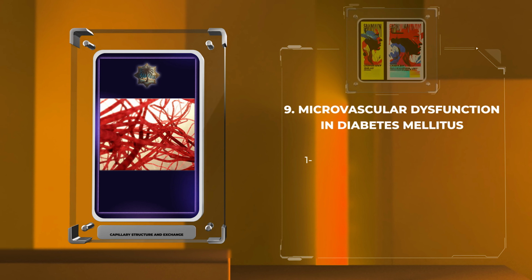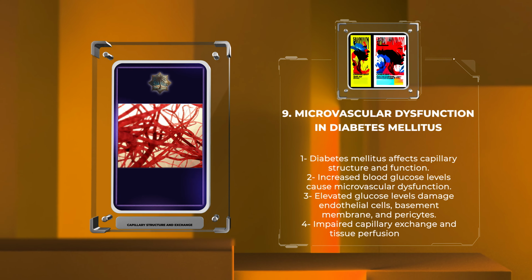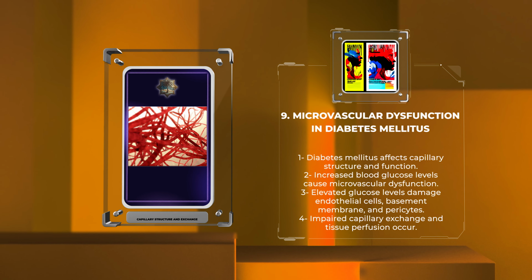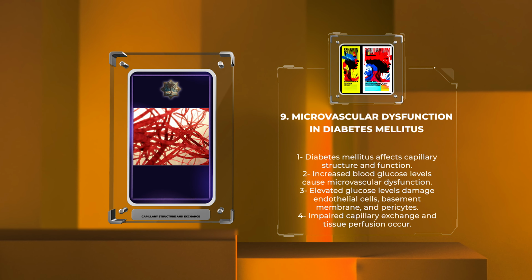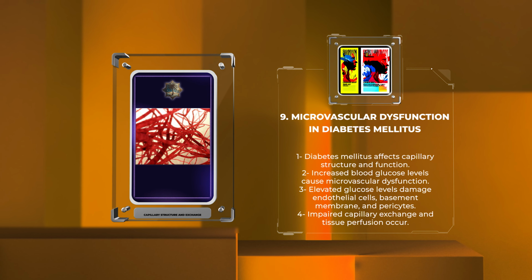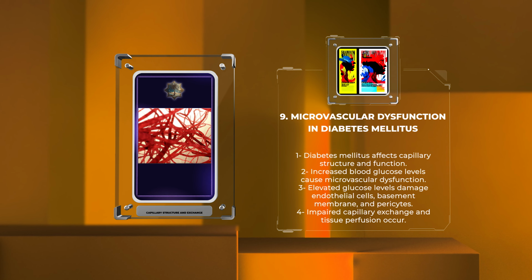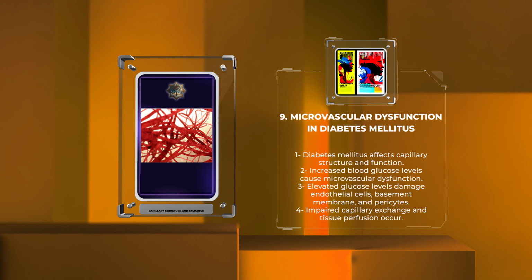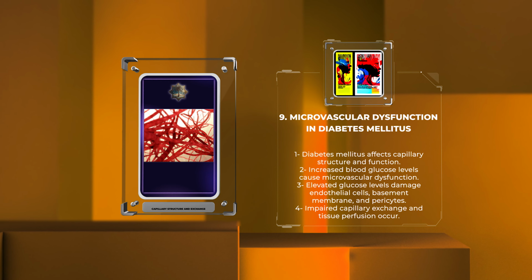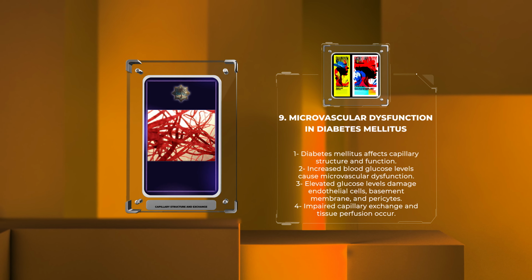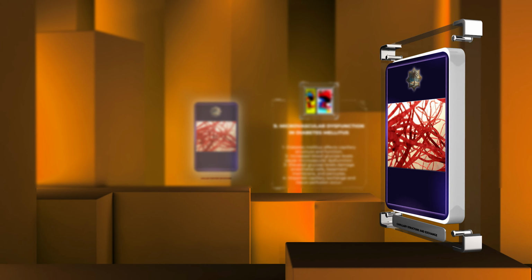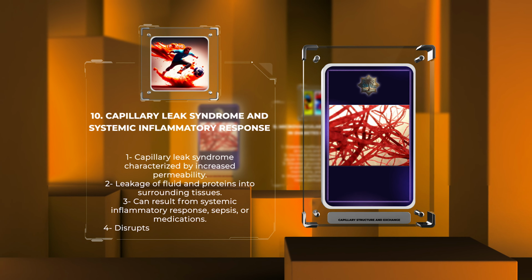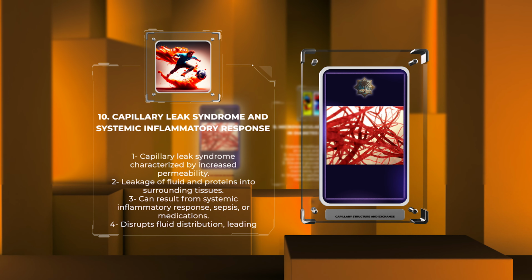Diabetes mellitus is a chronic metabolic disorder characterized by increased blood glucose levels. This condition can lead to microvascular dysfunction, affecting capillary structure and function. The elevated levels of glucose and associated metabolic abnormalities can cause damage to the endothelial cells, basement membrane, and pericytes in capillaries. These changes contribute to impaired capillary exchange, decreased tissue perfusion, and the development of diabetic complications, such as retinopathy and nephropathy.